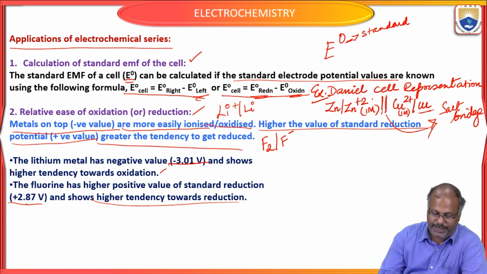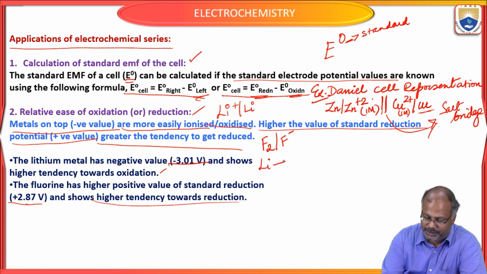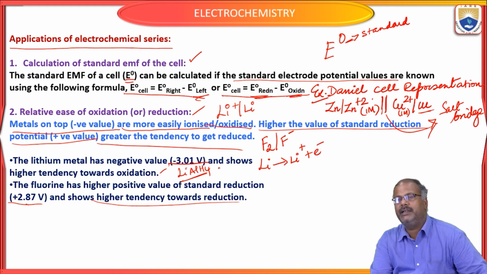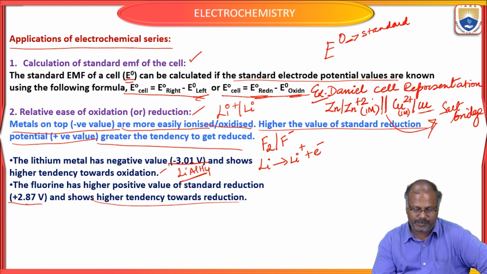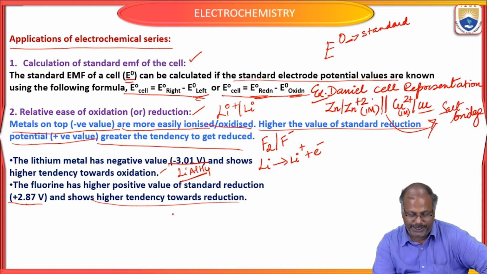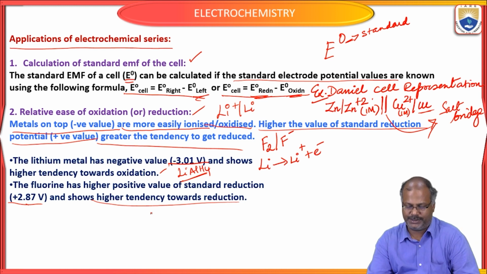So lithium tends to undergo oxidation easily, and thereby it reduces the other substance. You know that there are a lot of reducing agents, like lithium aluminium hydride. There are well-known lithium-containing reducing agents. Fluorine tends to undergo reduction, but it oxidizes the other species.